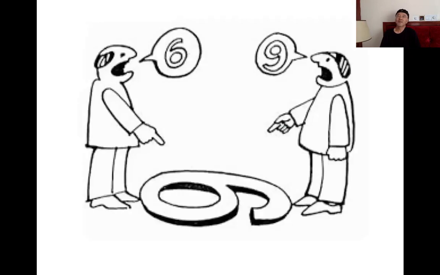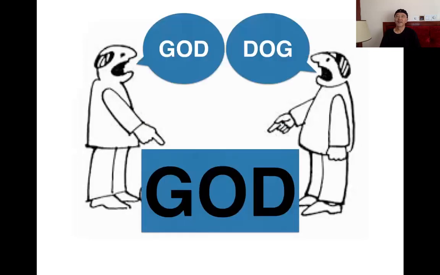Like people who said, well, I see six. The other guy said, what do you mean? It's nine, right? Sometimes qualitative research could see six, but quantitative could see nine. That's my point. So same thing, I see God, G-O-D. From the other side, no, I see dog, D-O-G, right?